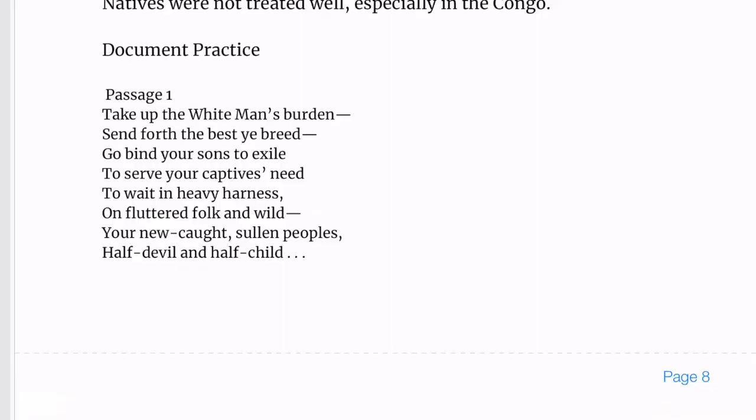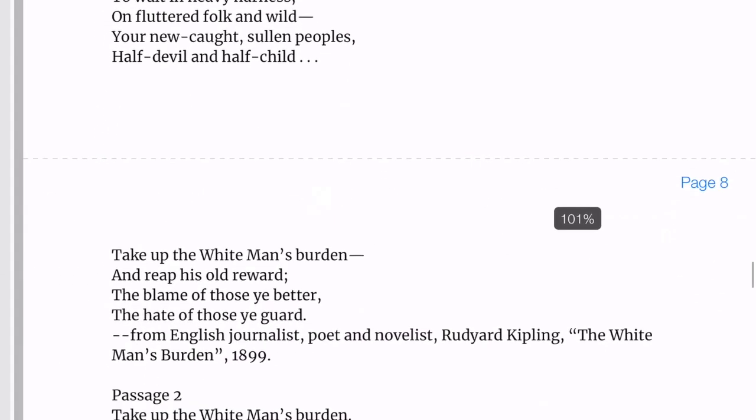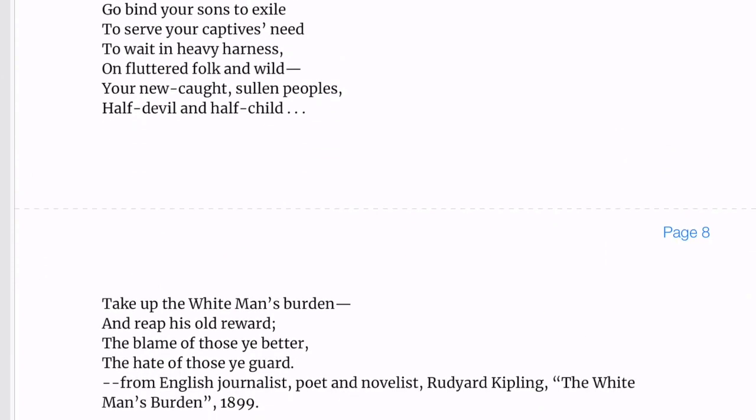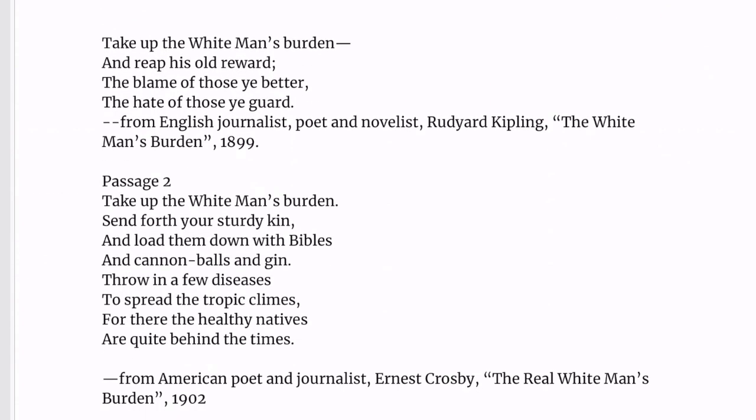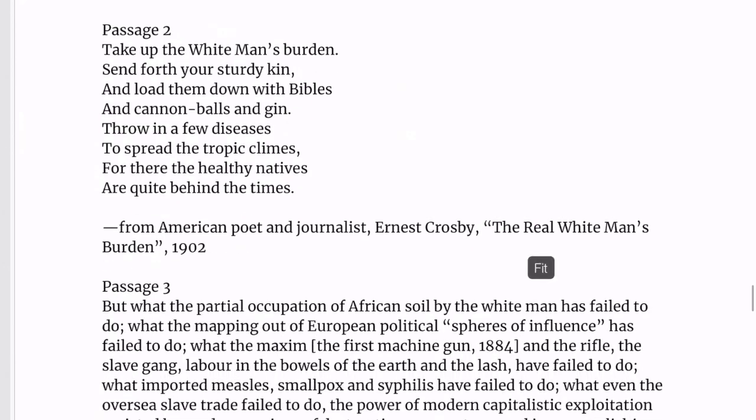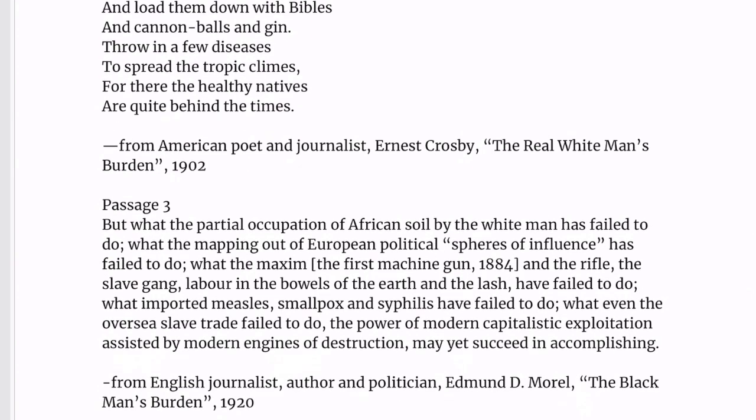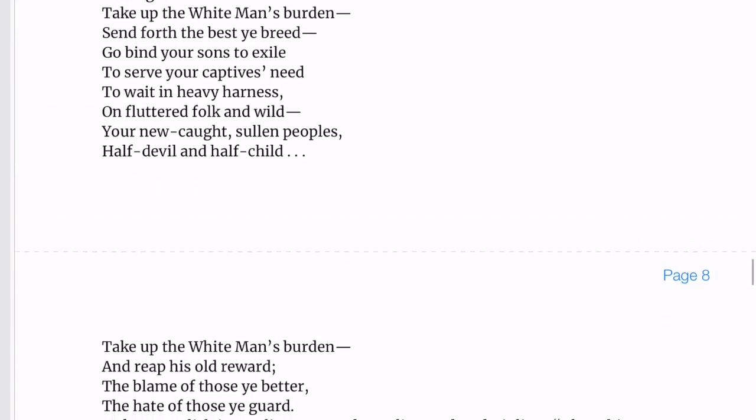Okay, now we're going to look at some passages concerning imperialism and kind of compare them. So we have the first one, which is from The White Man's Burden. And that one goes down to here. And then passage 2 is The Real White Man's Burden. And passage 3 is The Black Man's Burden. So let's take a look at those and kind of compare them.